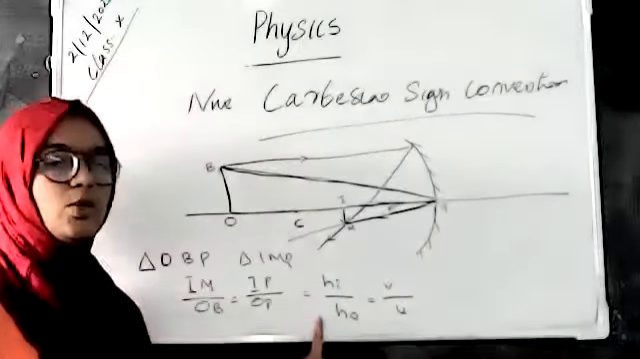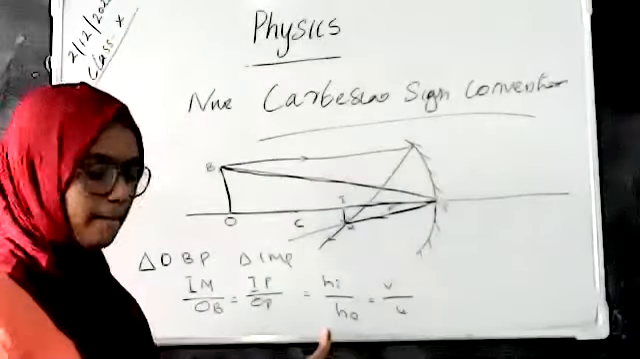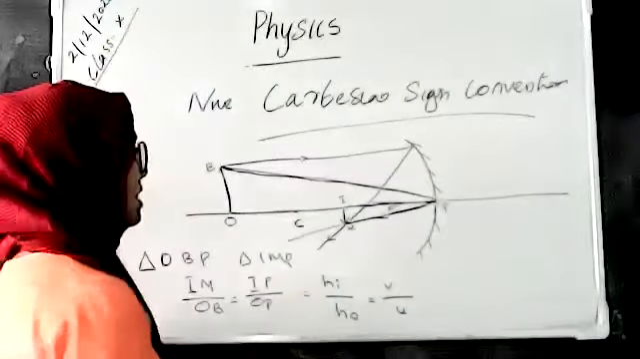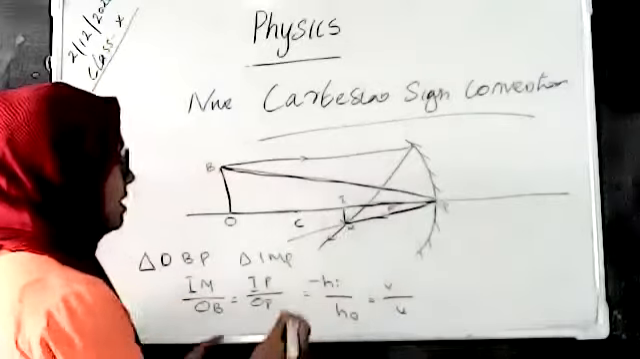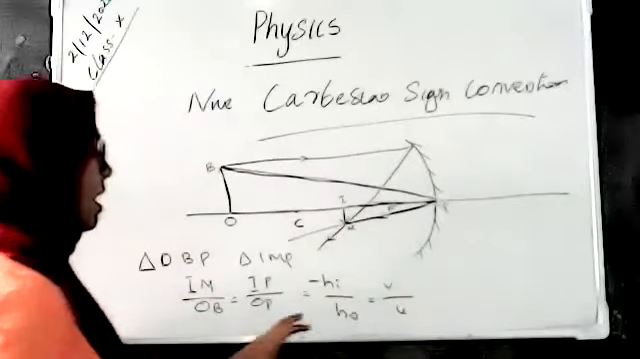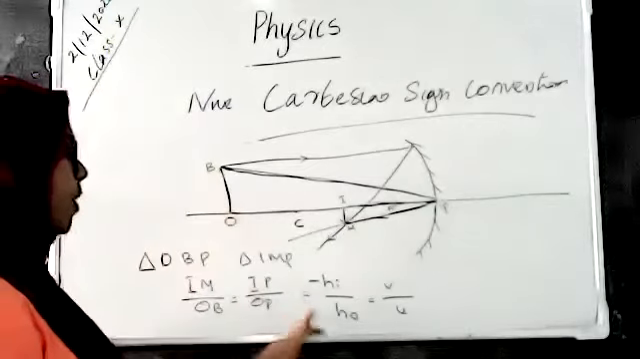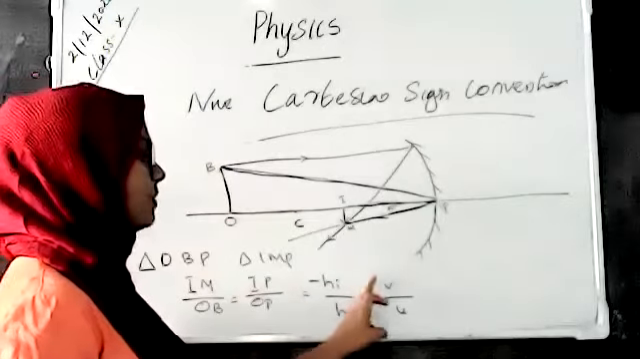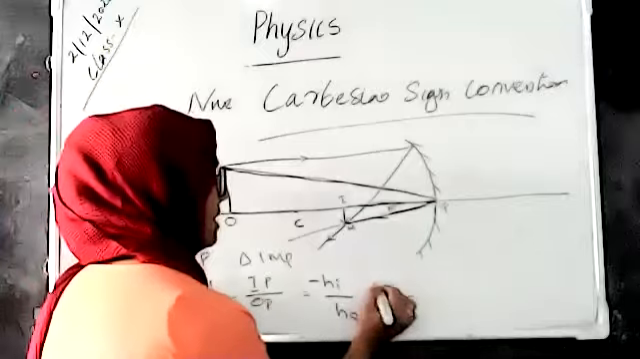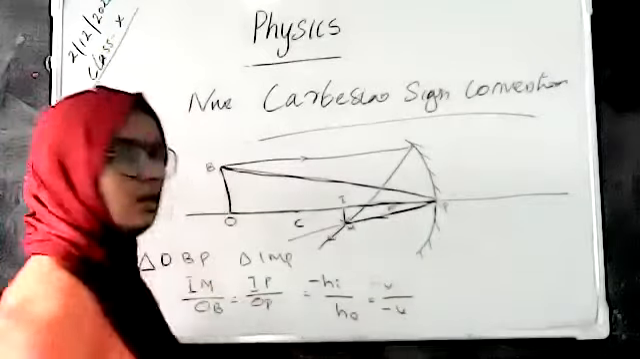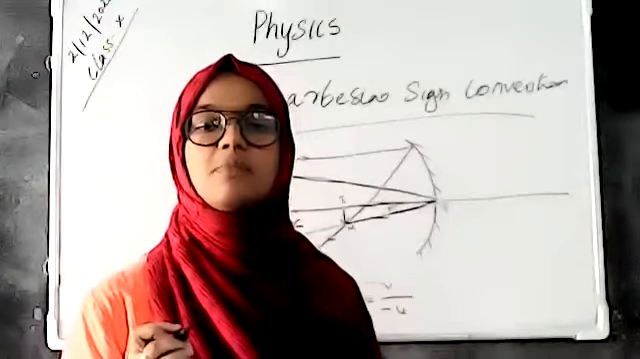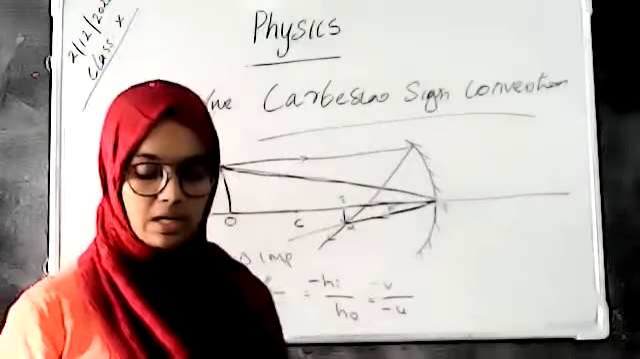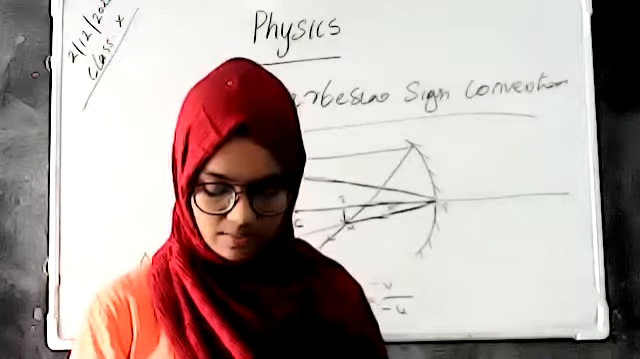And we are using the new Cartesian sign convention. HI, the height of the image, is taken as negative. The height of the object is positive. V and U are negative because the distance from the image to the mirror and the distance from the object to the mirror are taken with negative signs.